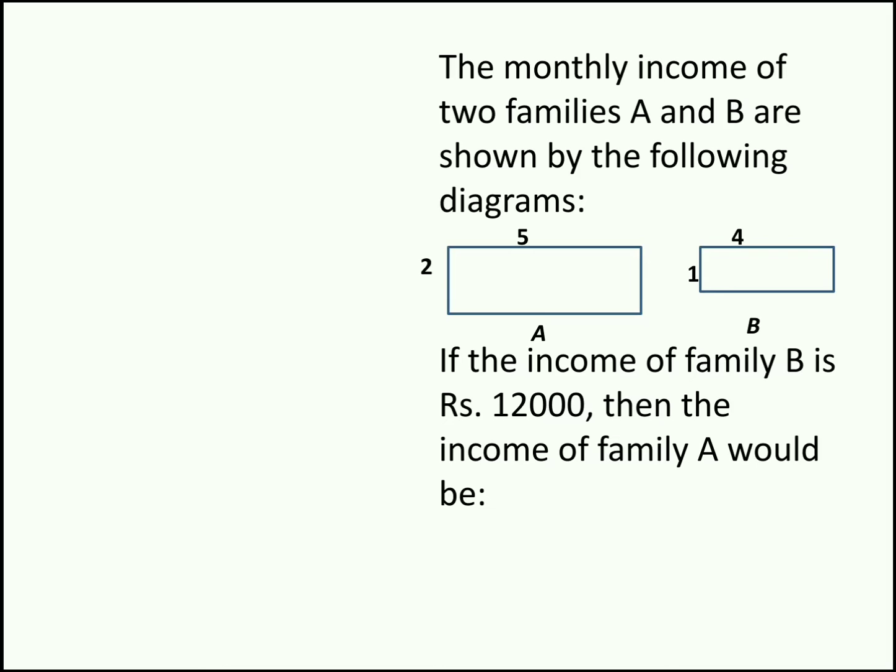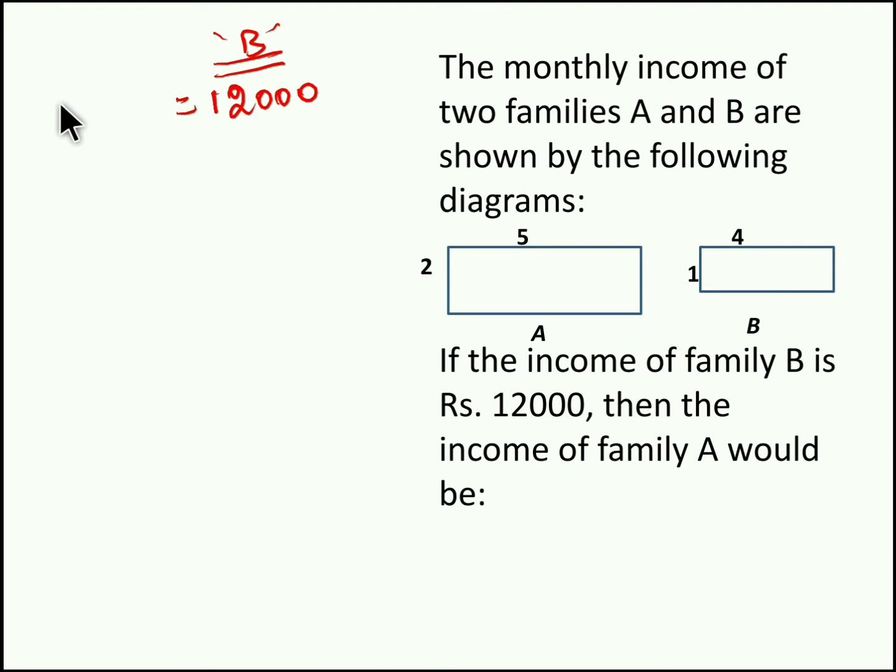This type of question is very popular in many competitive examinations because it seems like a brain teaser. You can expect many brain teasers in competitive exams. Now we know the income of family B is 12,000. So this is the total income of family B. Right? Now here you know the length of the rectangle is 4 parts and the breadth is 1 part. So 4 into 1, 4 parts. So these 4 parts are nothing but the total income of family B.